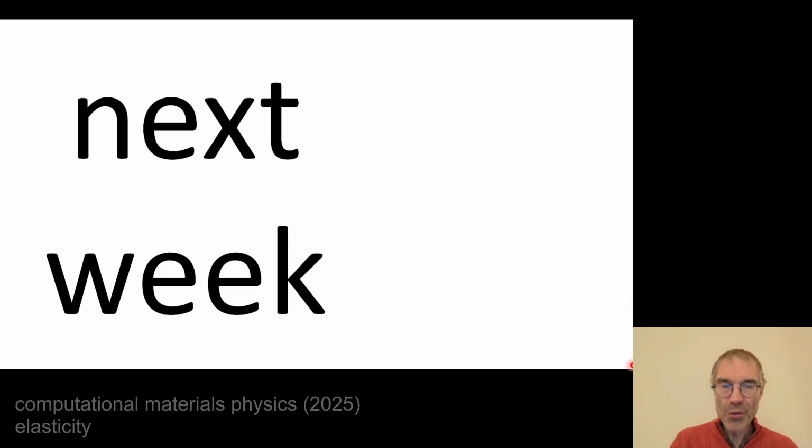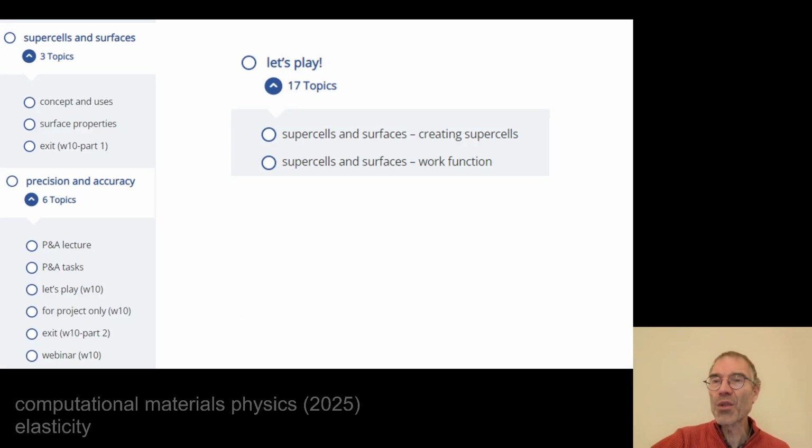Good. With this, we completed our discussion on elastic constants. Let's have a quick look at next week. So we had now an engineering property, elasticity. The week before we had a chemistry property, chemical bond. The week before that we had a physics property, electronic structure.